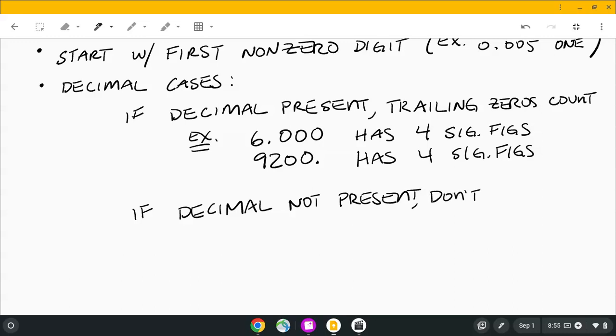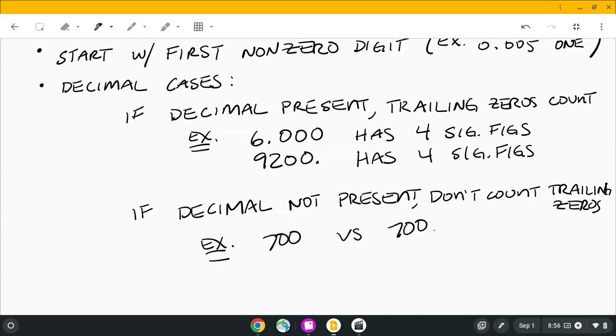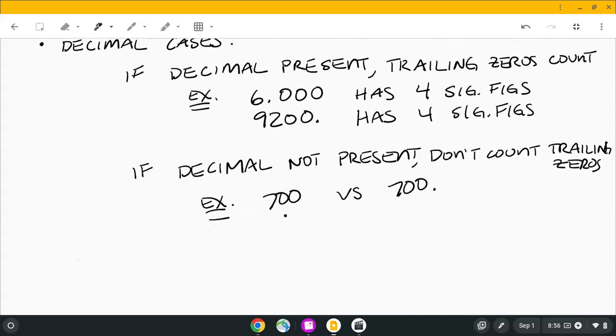Don't count trailing zeros. I'm running out of room. Okay, don't count the trailing zeros. For example, if I have 700 versus 700 with a decimal, if the decimal is not present, don't count those trailing zeros. So this one has 1 significant figure. And this one, because the decimal is present, it has 3 sig figs.